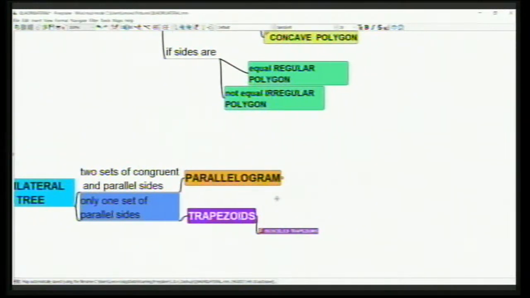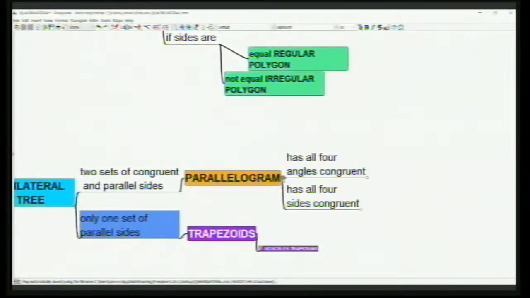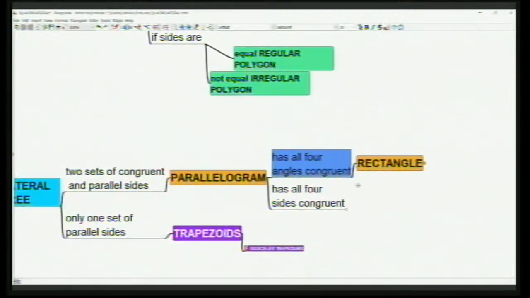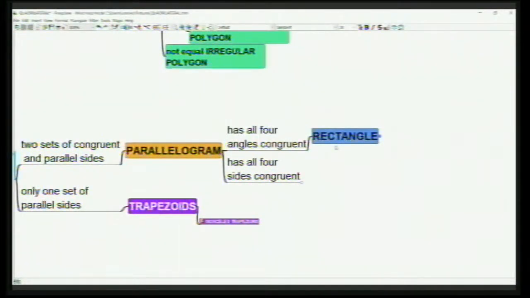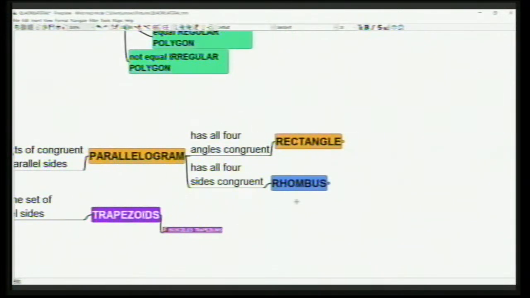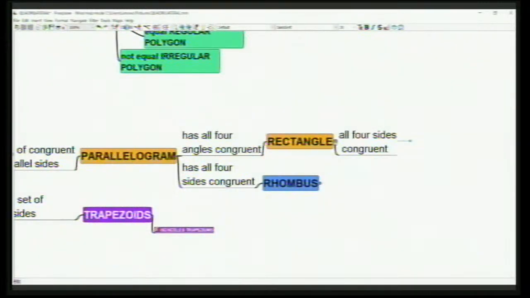Now from the parallelogram, it will be quite interesting for us to see that we will be learning about special varieties of parallelograms. That is, when all the four angles of a parallelogram become congruent, we will give it a special name and call it a rectangle. And when they have their sides congruent, the other category will crop up, that is the rhombus.